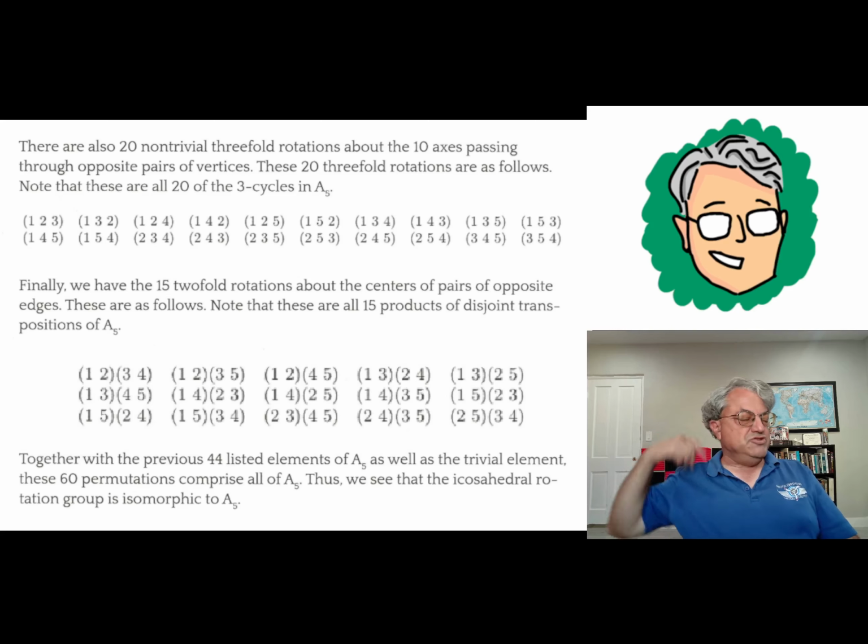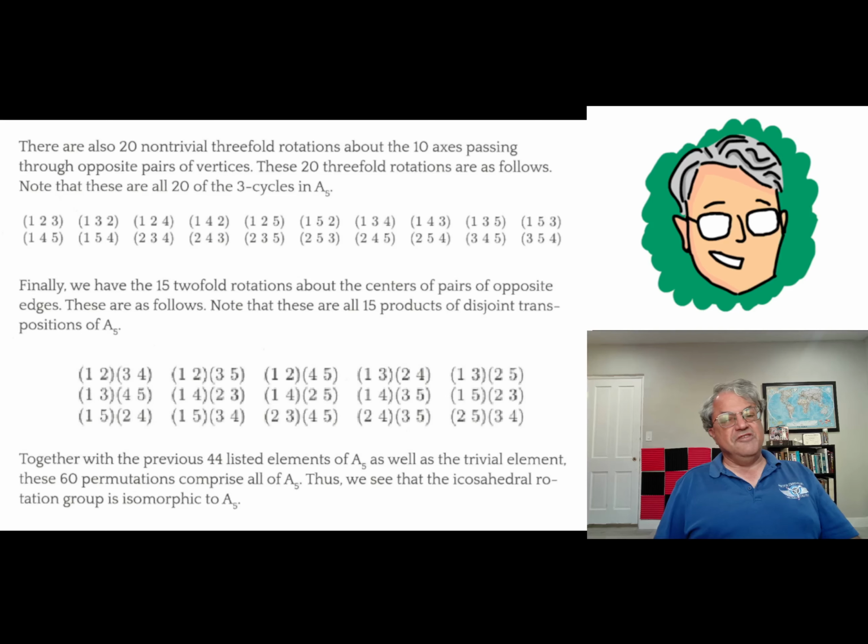So let's just add them up to make sure that we get the right number. We have the identity, which is one element, and then we have 24 5-fold rotations. That's 1 plus 24, 25. And then we have 20 3-fold rotations. That's going to make 45. And then we have 15 pairs of transpositions. That makes 60. So yeah, we do get all 60 even permutations of 5 symbols.